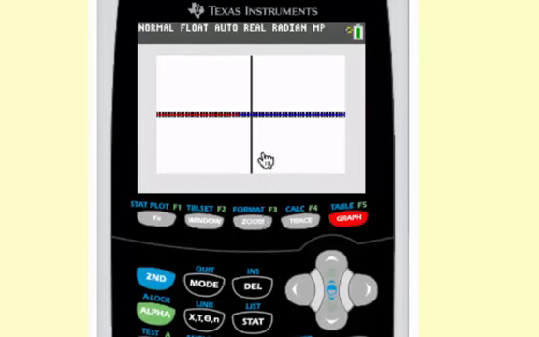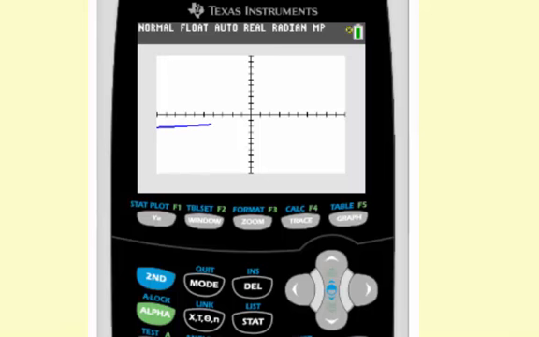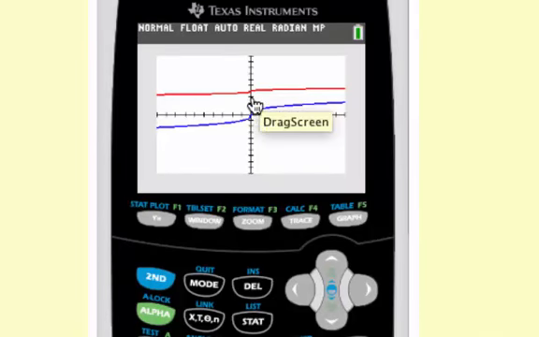Looks like my window's a little funky. I can't really tell what's going on here. So I'm going to change my zoom to zoom 6. Remember, zoom 6 is the standard zoom, 10 by 10. Now f of x is the blue, g of x is the red. Comparing the g and the f, you can easily see there's a translation of up 4 here. But also, you can see that the g of x is shrunken vertically. It just looks kind of squished.